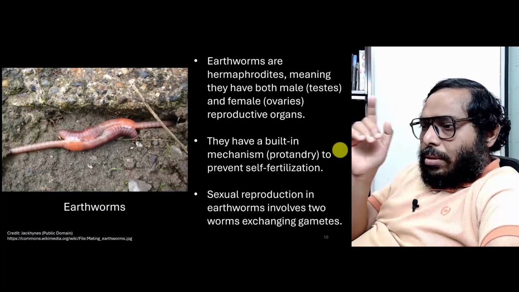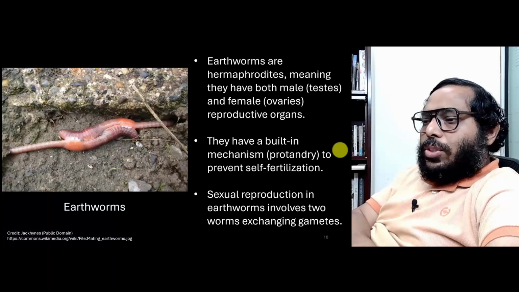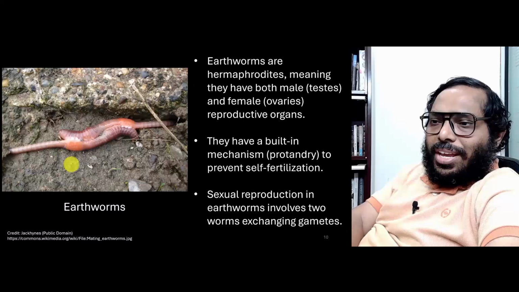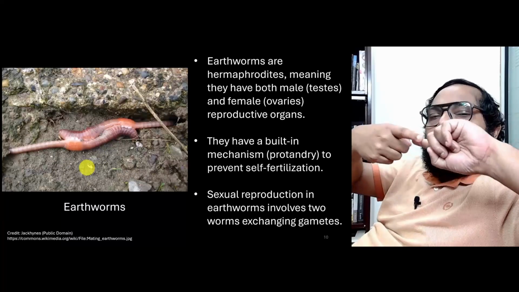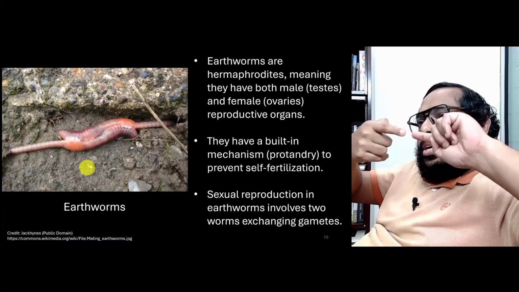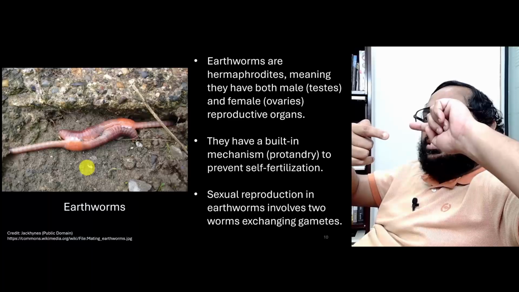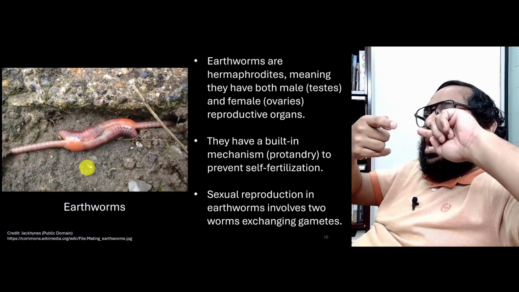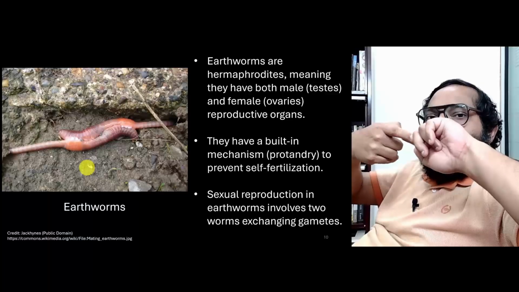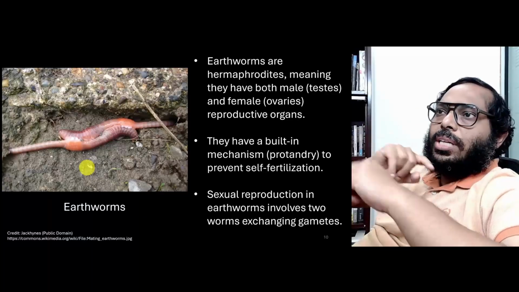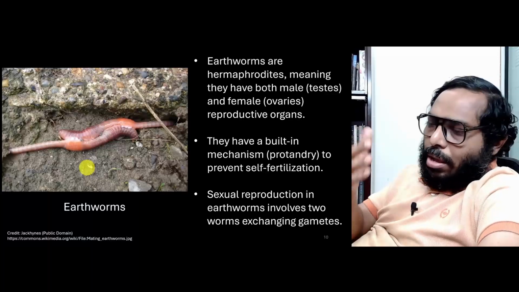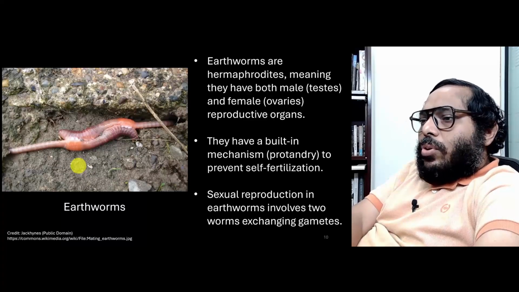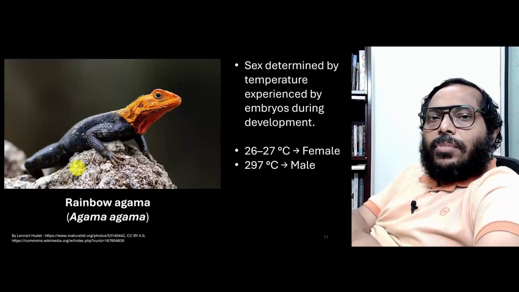So, sexual reproduction in earthworms actually involves two worms exchanging gametes, which is what you can see over here. They basically orient themselves in the opposite orientation, head to tail in this direction for one, and head to tail in the other direction for the other, and then their male and female parts superimpose on each other and they exchange the male and the female gametes.